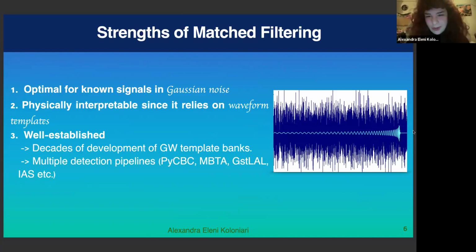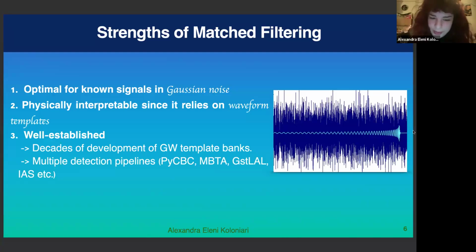And so, which are the strengths of match filtering? Well, first of all, it is optimal for known signals and Gaussian noise, and that is actually mathematically proven. Additionally, it is easy for us to understand why it works, because basically what we do is that we have the data, we have a template, and if they match, most likely we have a signal there. And finally, it is also well established.